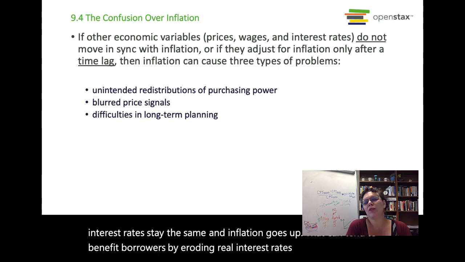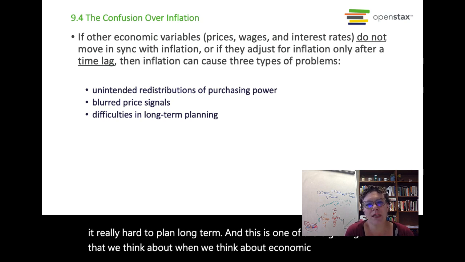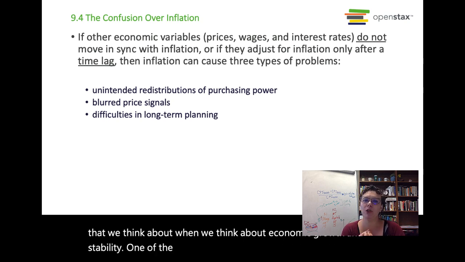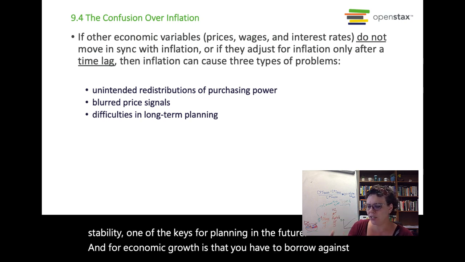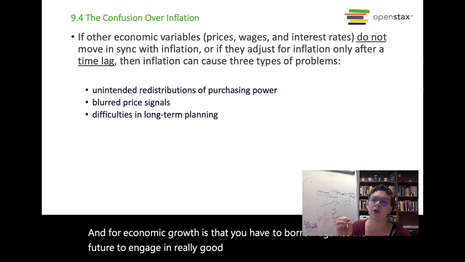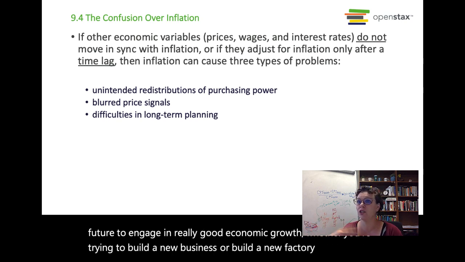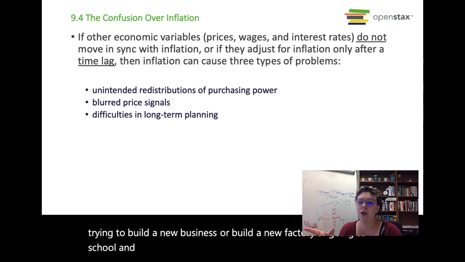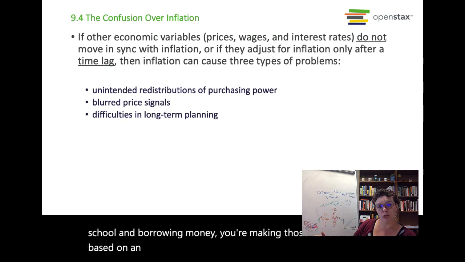And it also makes it really hard to plan long term. This is one of the big things that we think about when we think about economic growth and stability. One of the keys for planning in the future and for economic growth is that you have to borrow against the future, whether you're trying to build a new business or build a new factory or going to school and borrowing money. You're making those decisions based on an expectation of the future.